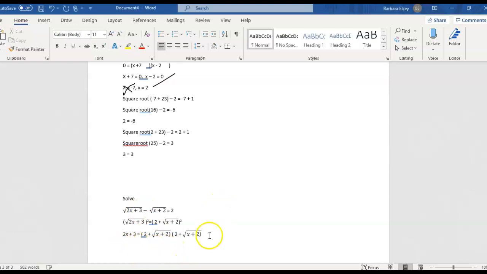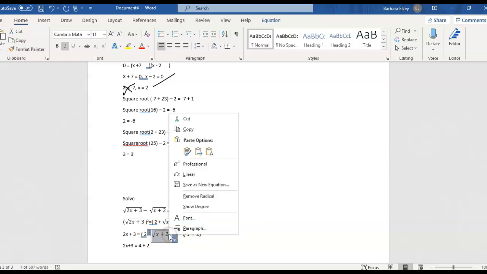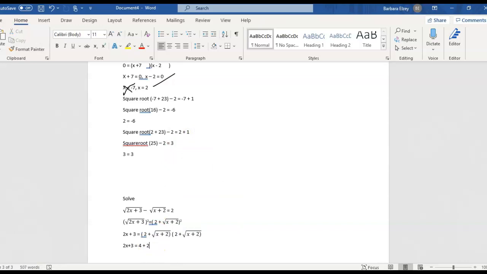We're going to leave the 2x plus 3 on the left side alone for the moment. And we are going to multiply out the right side. So this 2 times 2 is 4. The 2 times the square root of x plus 2 is 2 square root of x plus 2. And I'm just going to copy and paste that. All right, and now the square root of x plus 2 times this 2, the inside, is again 2 square root of x plus 2.